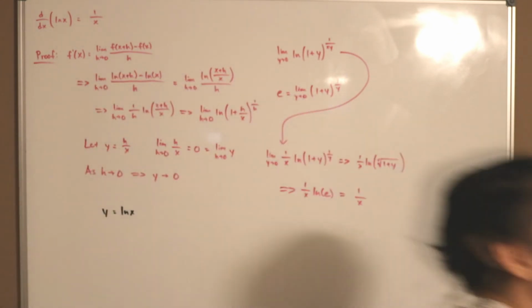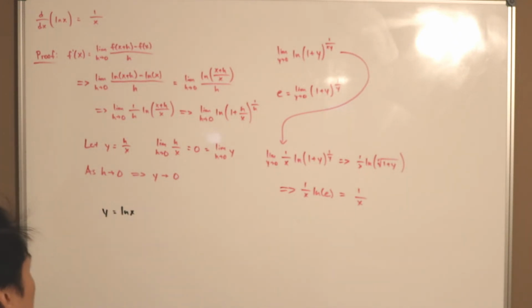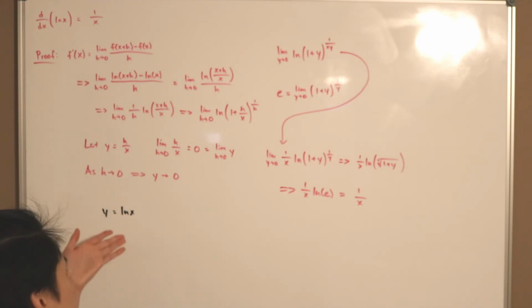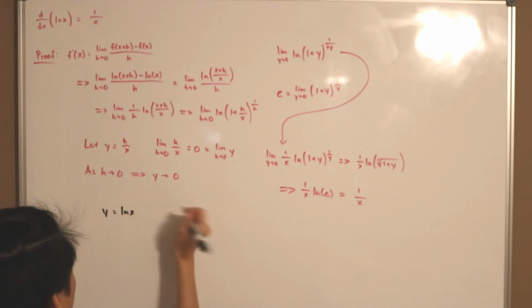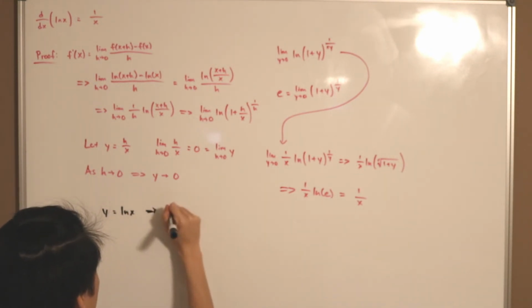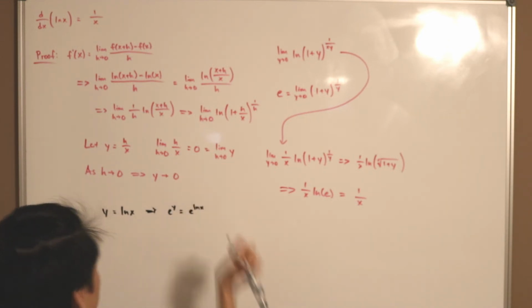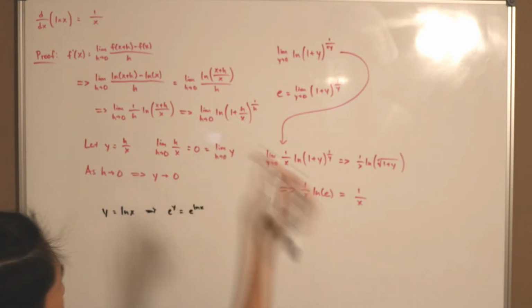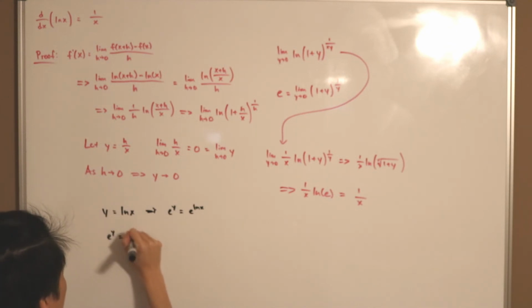So let y equal the natural log of x. We can take e raised to this, since the inverse of the natural log of x is e to the x. So e to the y equals e to the natural log of x. Okay, e to the natural log of x is just equal to x, and so it's just e to the y equals x.